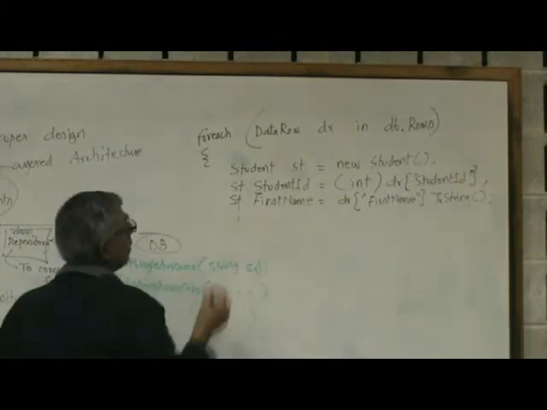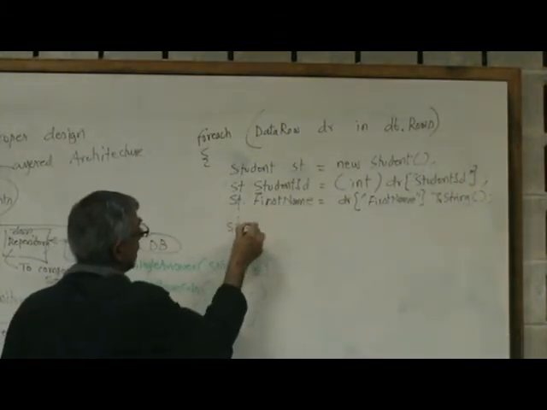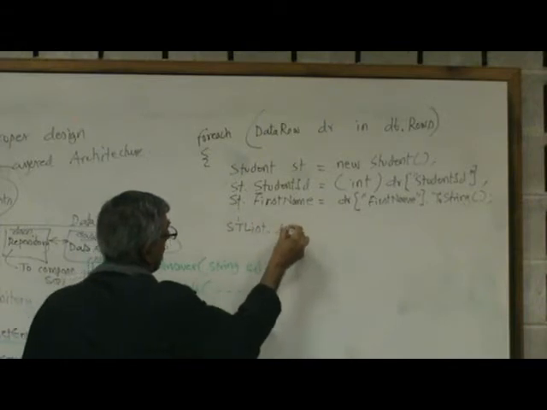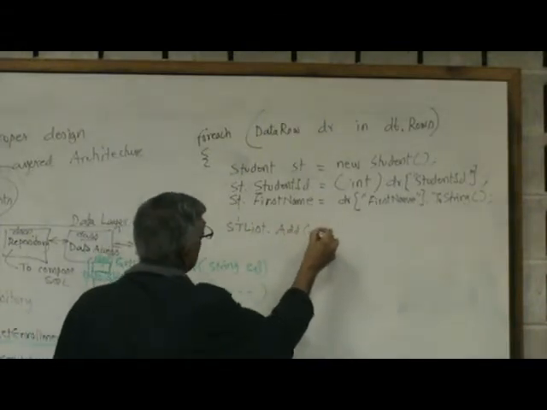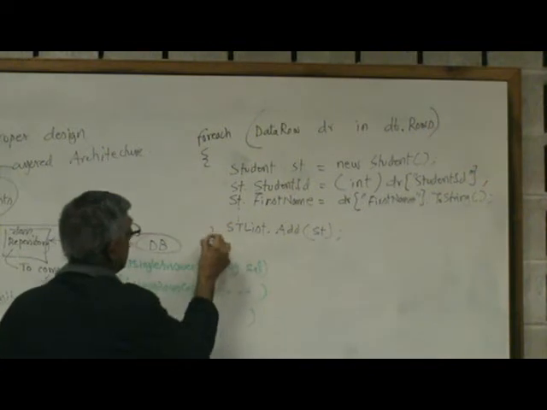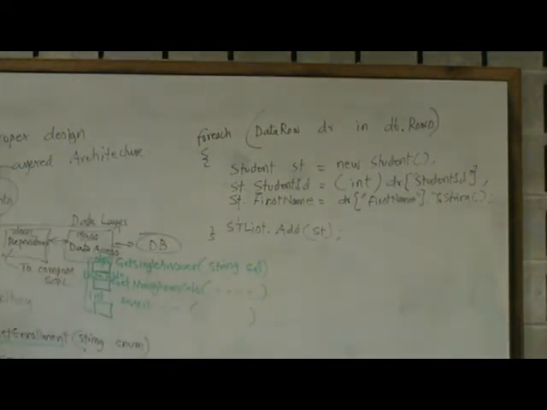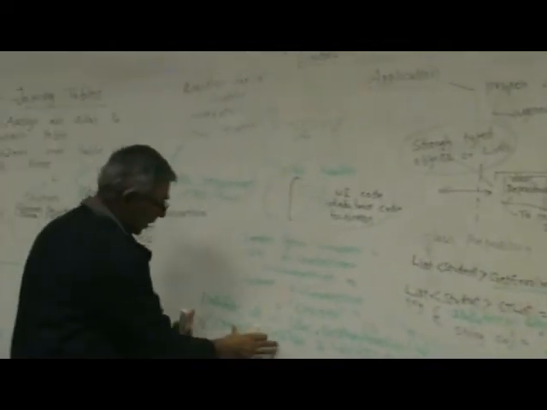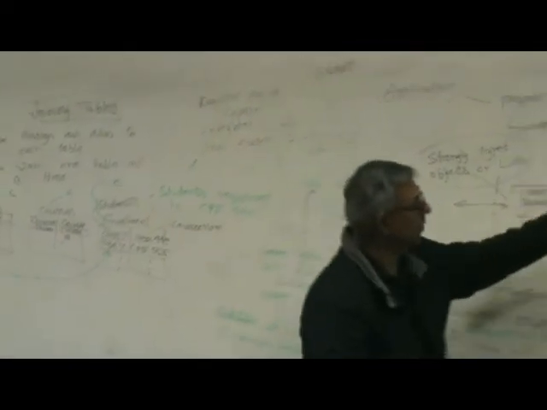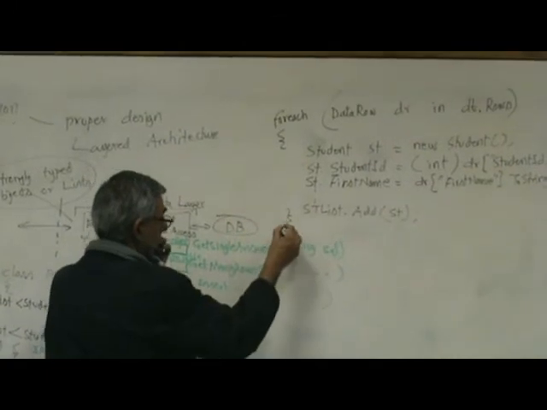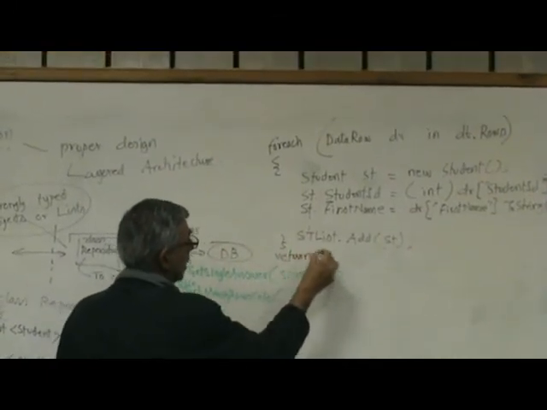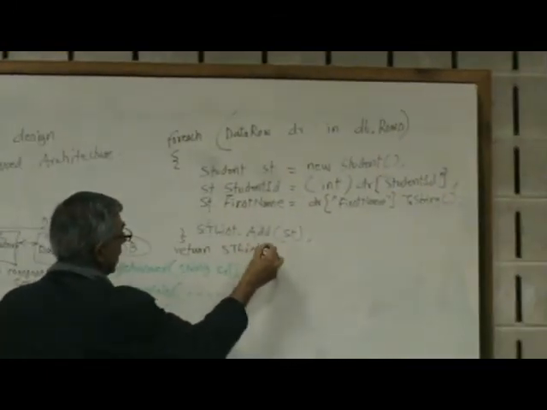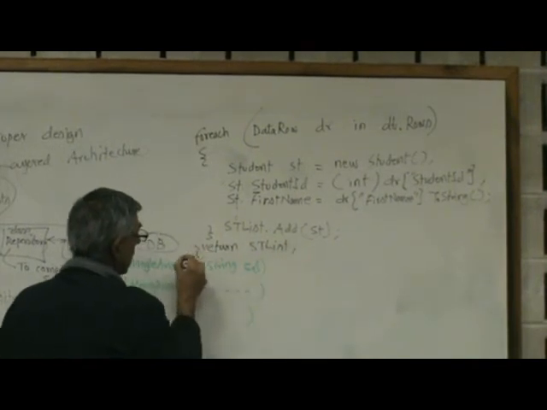And so on, right? After you are done, you will do st list dot add st, and then at the very end of this function, once you are done converting this, this code basically continues over here, right? And then you will simply do return st list from your function, and you are done.